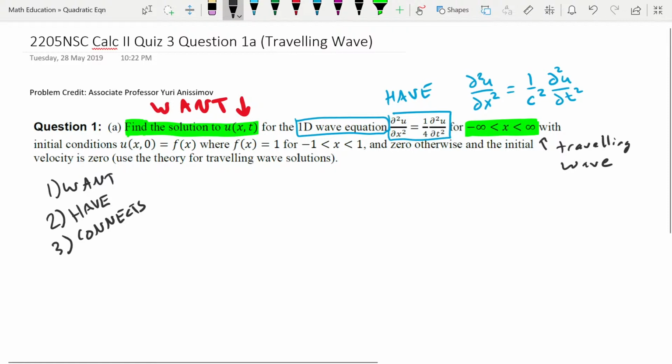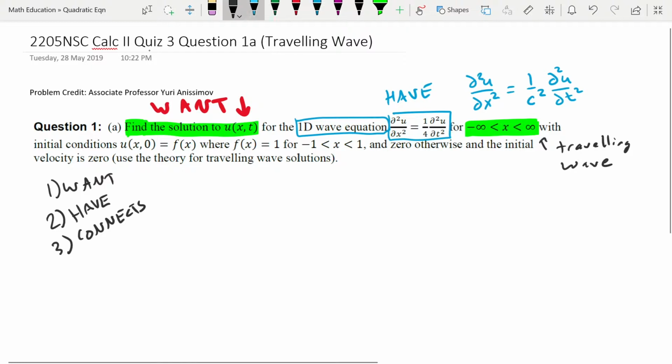Likewise, if it was, say, 0 to infinity, that would be a good cue that this was a traveling wave problem. If you had the function restricted at a point, either in its value or its derivative, that's a strong indication that it's not a traveling wave type of problem. Okay, and then finally, we've got some initial conditions.